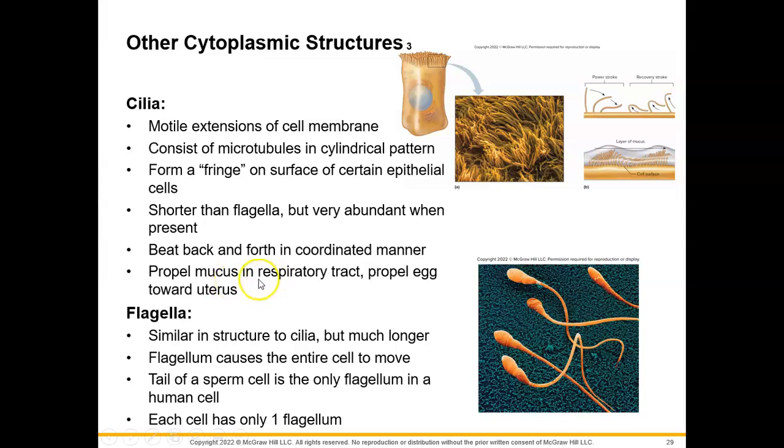So they can move stuff like mucus in the respiratory tract, and they can propel the egg towards the uterus along the uterine tubes. Flagella are similar in structure to cilia, but they are much longer. They propel the whole cell and allow it to swim like an eel. The tail of a sperm cell is the only flagellum on a human cell, and each cell has only one flagellum.